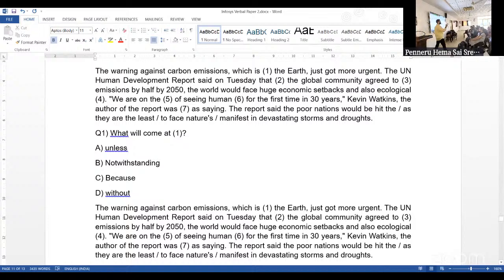Yeah, this is a grammar test. That's what you have seen. You will get 5 questions from this type of question. So what is the answer for the first one? The warning against carbon emissions, which is dash the earth just got more urgent. That is the answer, unless. Try to fit in other options as well.